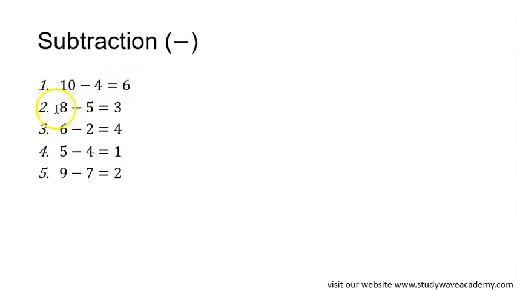Let's look at the next one. 8 minus 5 is going to give us what? You have 10 fingers, right? Now we are going to count 8 first. Okay, let's count 8, starting with our right hand. 1, 2, 3, 4, 5, 6, 7, 8. We have counted 8 fingers. So we are going to be removing 5. Remember, it's 8 minus 5.